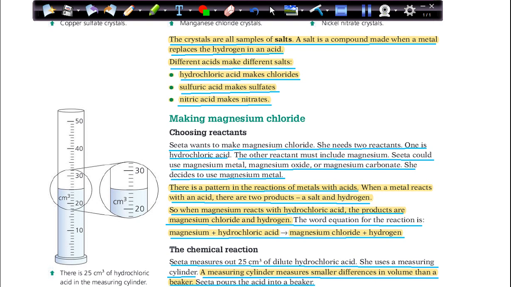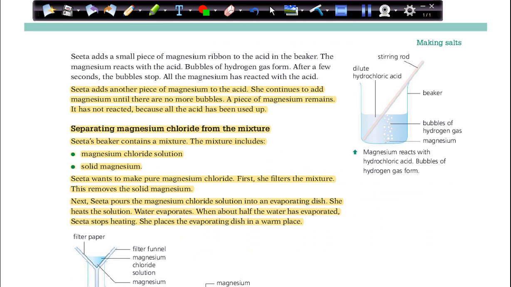Why? Because we are using beakers to make the reactions, to make it easy to see the reaction. Sita adds a small piece of magnesium ribbon to the acid in the beaker. The magnesium reacts with the acid and bubbles of hydrogen gas form. After a few seconds, the bubbles stop. All the magnesium has reacted with the acid.